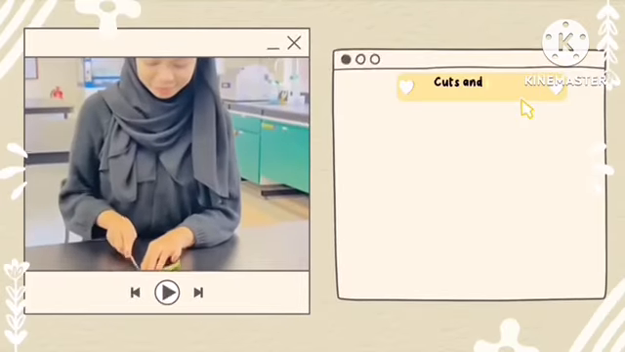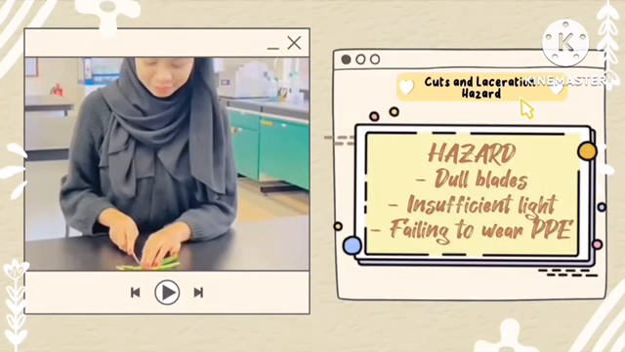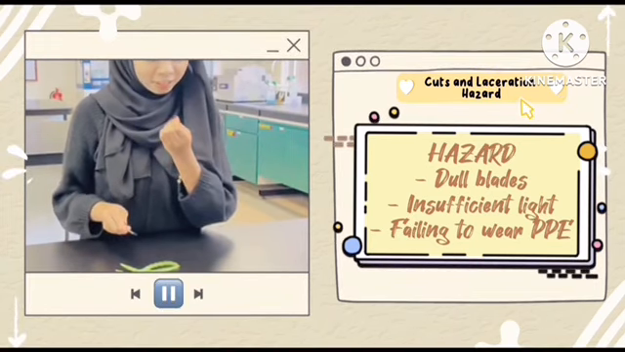The third hazard is cuts and lacerations, which are common workplace injuries. Among the hazards illustrated in the video are working with dull blades, which are unsuitable tools for the task, insufficient light, and failing to wear PPE.